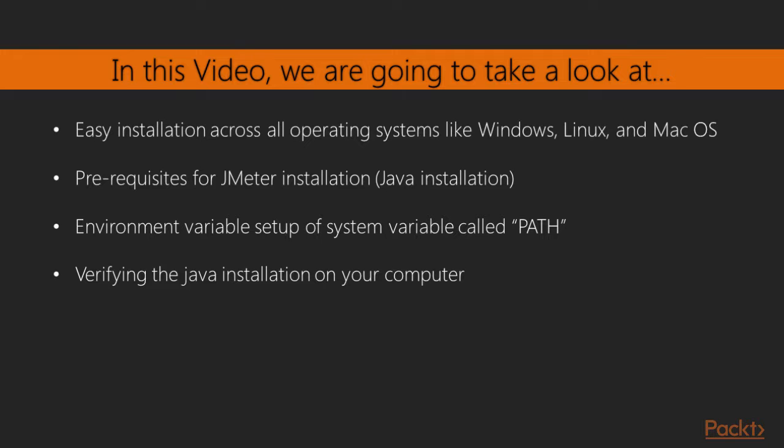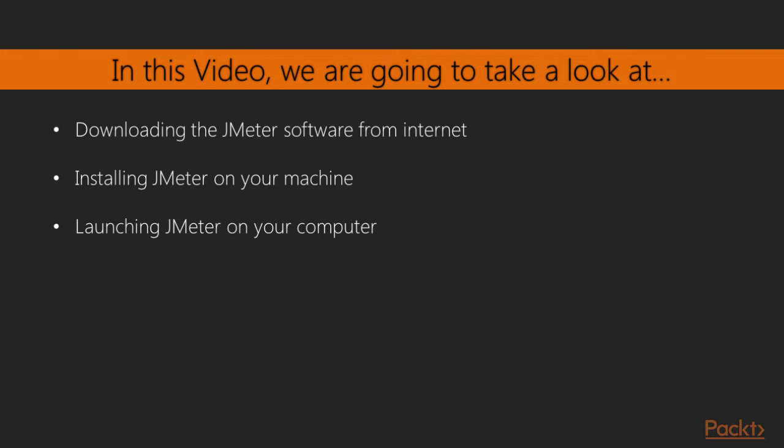The prerequisite for installing JMeter is to have Java installed on your machine, since JMeter is a pure Java-based tool. It is always recommended to have the latest version of JDK installed on your machine to avoid any unforeseen issues while using JMeter. So first, we will see how to install Java on a machine. I am sure most of you are familiar with this process. Still, I will just walk you through the cycle.